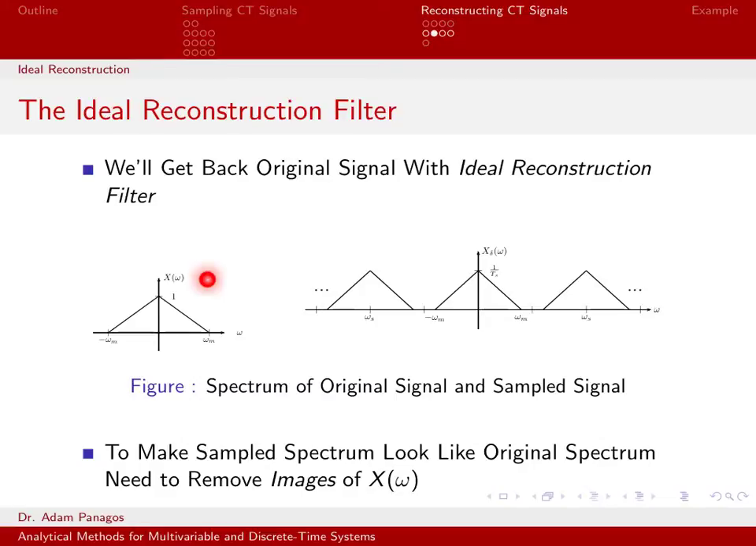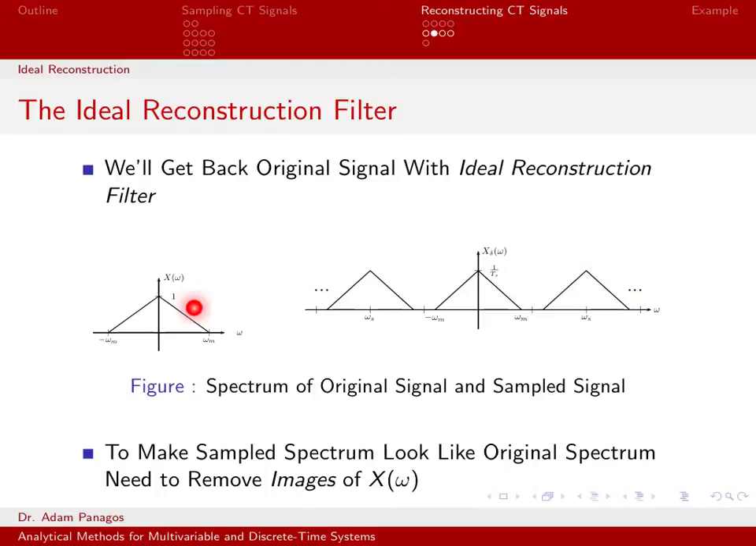Well, it's kind of obvious. What do we need to do? We need to get rid of all this stuff out here, and all this stuff out here. And we also need to apply the proper scale factor. This 1 was a 1 originally, and it turned into a 1 over t sub s. So as we're removing these images, all these extra copies of the original spectrum, we also need to apply the proper scale factor to go from 1 over t sub s back to 1. The way that we're going to do that is with a filter.